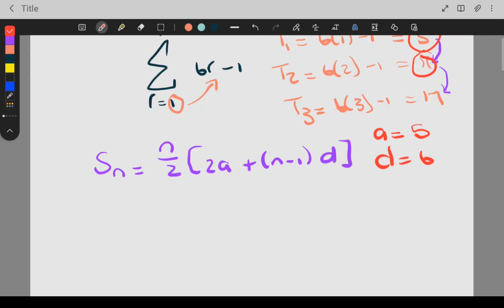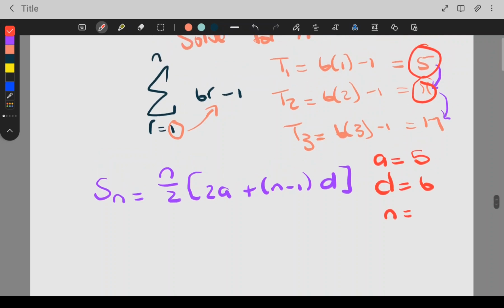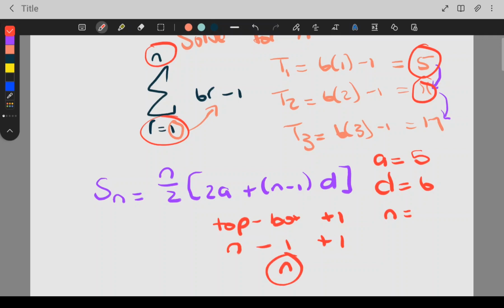I need the number of terms, so I need N. Now with this question, this N is not always N. In this case, it will be, because I'm going to do top minus bottom plus 1. Top N, minus bottom, plus 1 is still N. It's not always N. You must do the step. N stays in. And then what else must we find?